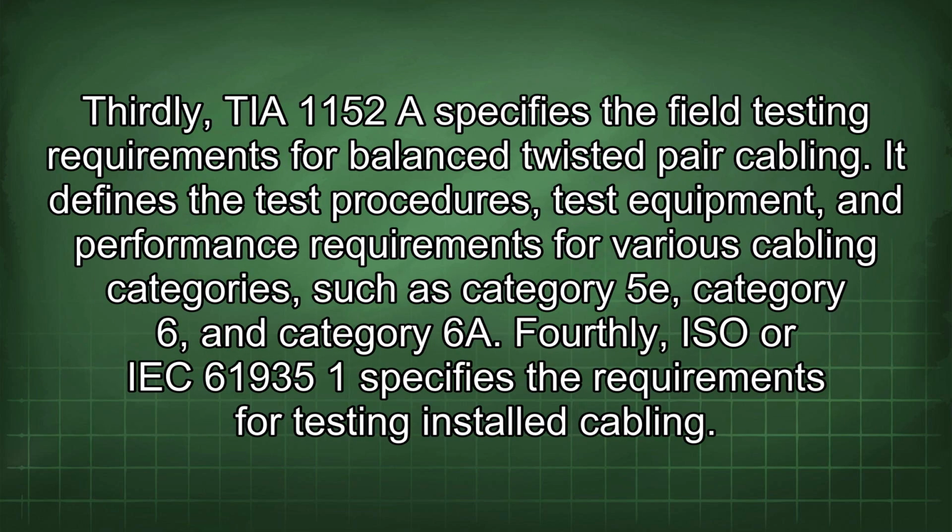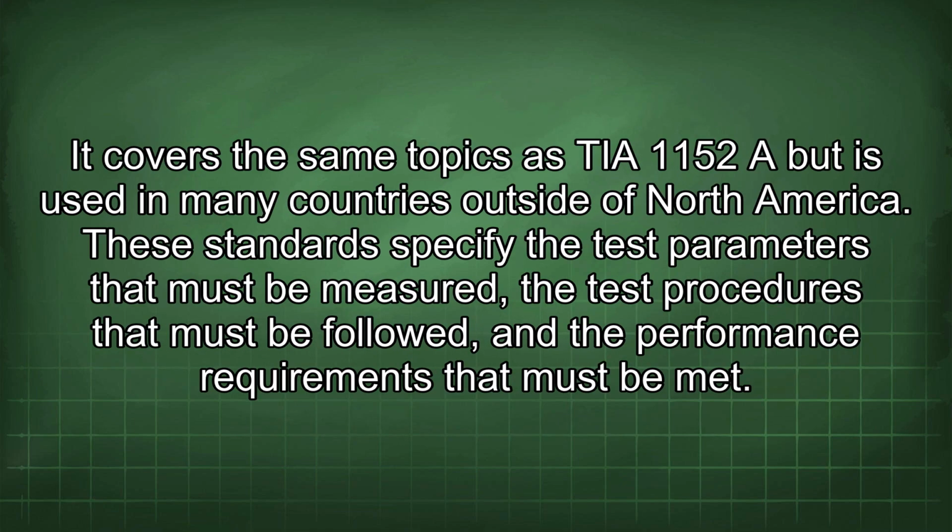Thirdly, TIA 1152 specifies the field testing requirements for balanced twisted pair cabling. It defines the test procedures, test equipment, and performance requirements for various cabling categories such as Category 5E, Category 6, and Category 6A. Fourthly, ISO or IEC 61935-1 specifies the requirements for testing installed cabling. It covers the same topics as TIA 1152 but is used in many countries outside of North America.